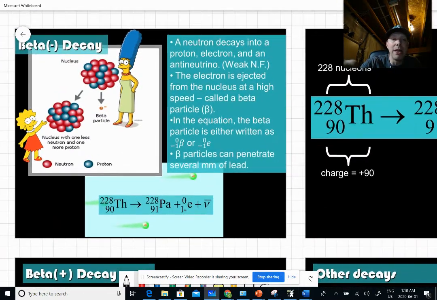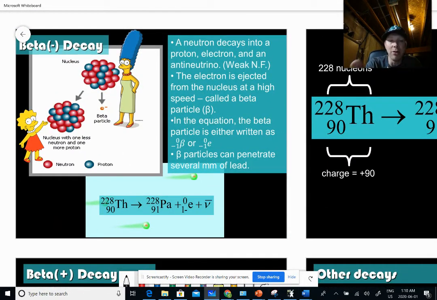If we get down to beta negative, before I get into the equation and everything, if you look on here, it says a beta particle can penetrate several millimeters of lead. So each of these has a little bit more energy as we keep talking about them, and so it requires a little bit more to stop them.